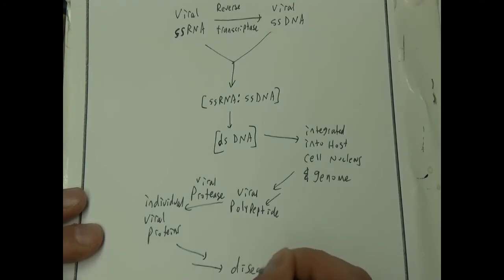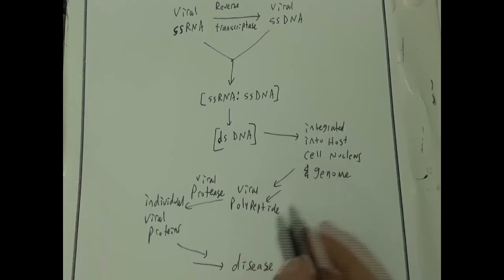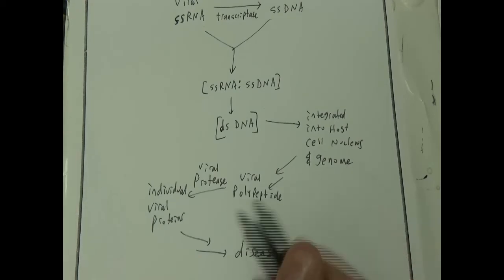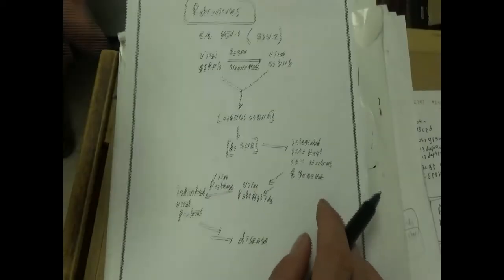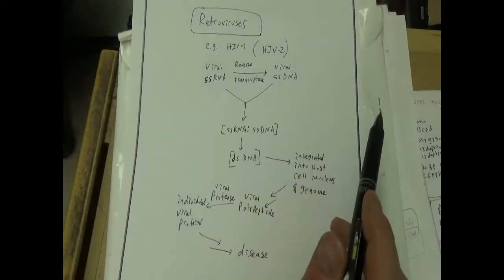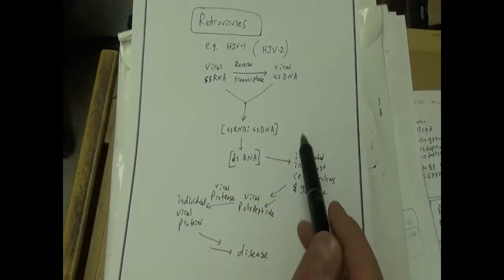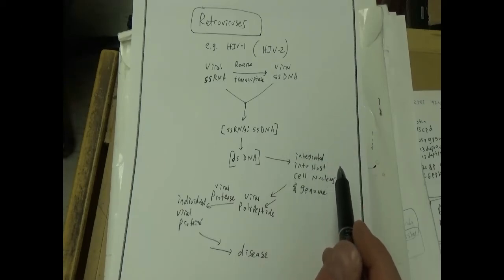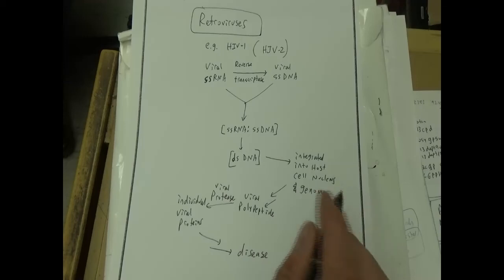So all of these areas can be targeted by drugs. Now I'll show a little cartoon diagram of what all the drug targets look like in HIV. But that's the basic idea of how retroviruses work, compared to other RNA viruses and the normal gene expression. All right.